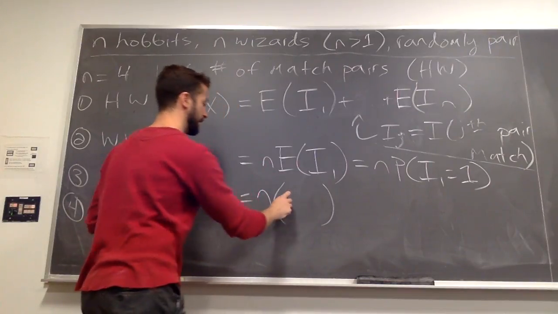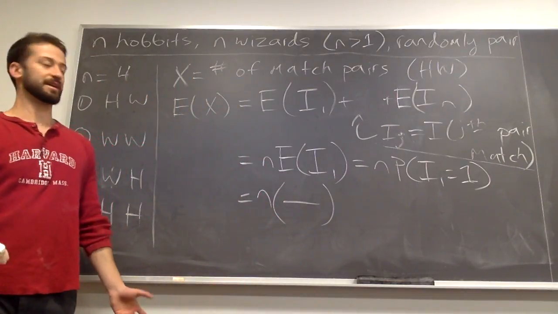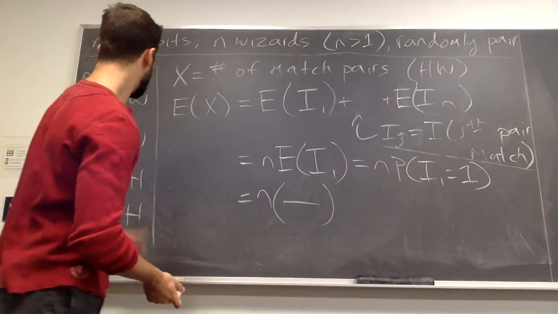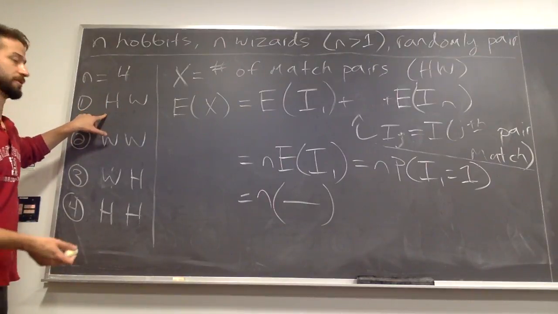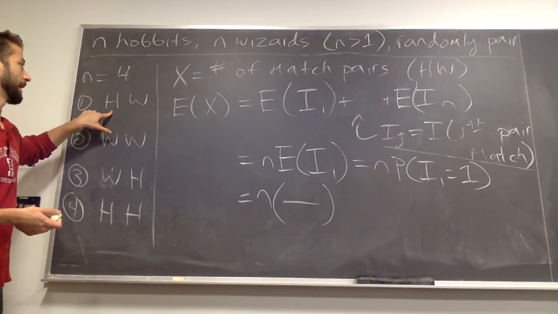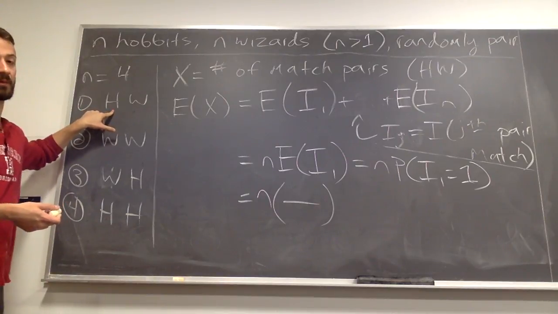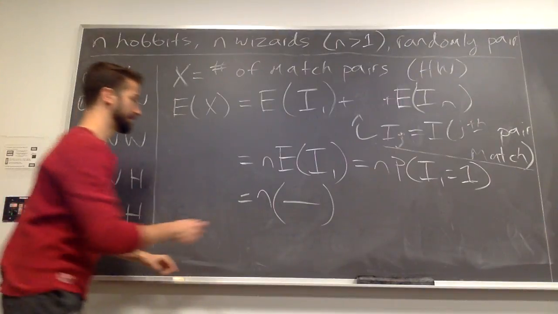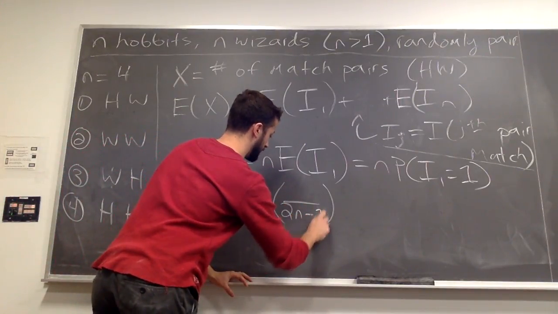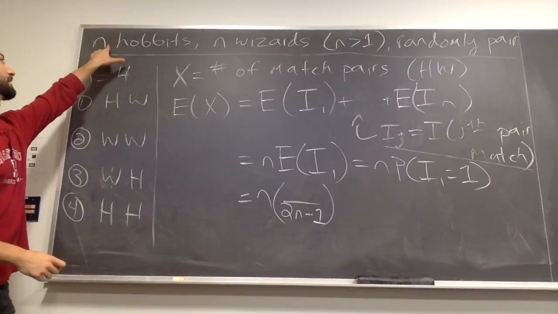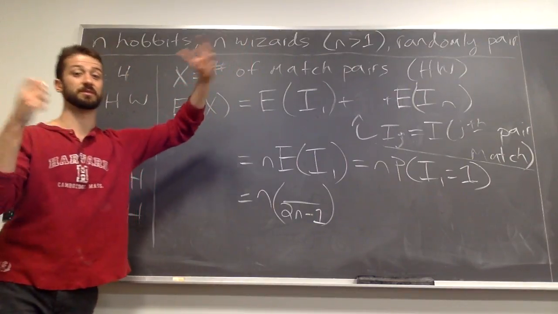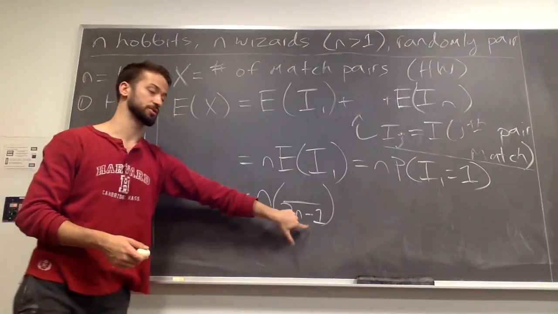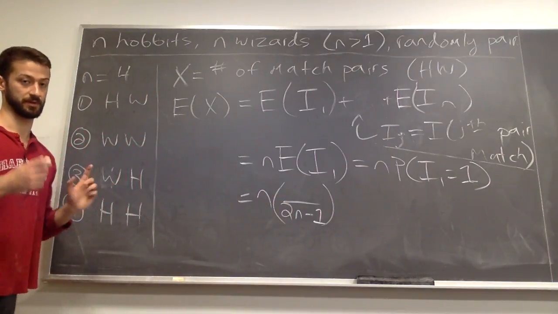Now we're going to find the probability. Well, we can use the naive definition of probability, right? Let's think about picking the first person in the pair. Once I pick the first, let's say here I picked a hobbit, that means for the next person in the pair, I have 2n minus 1 choices. Overall I have n plus n, 2n hobbits and wizards, 2n people total. Once I pick the first person, I take one person out of the population, so I have 2n minus 1 choices left for the second person. Okay, that makes sense.